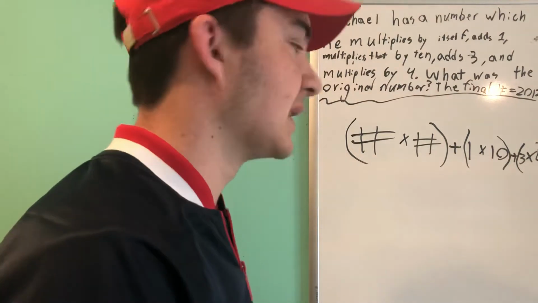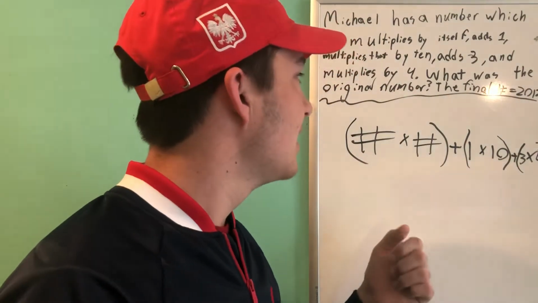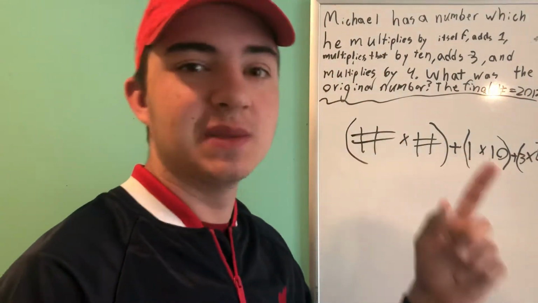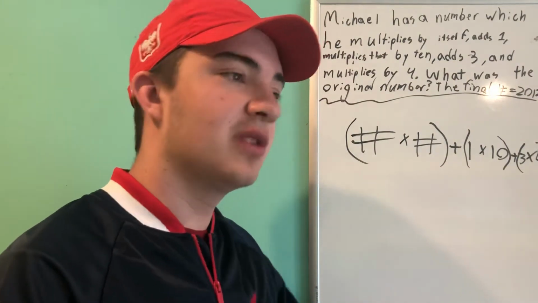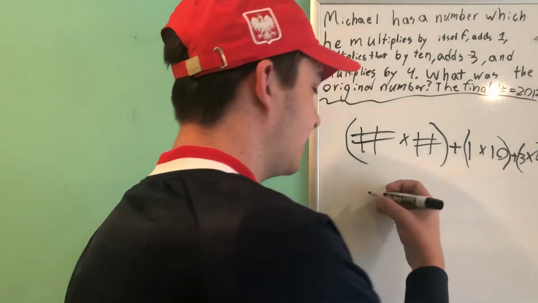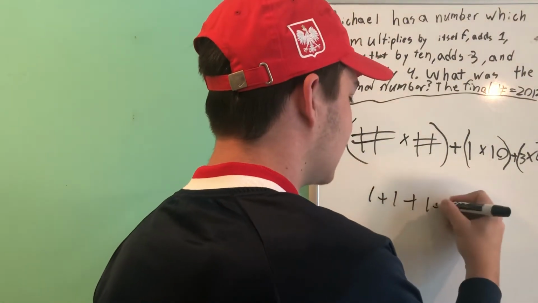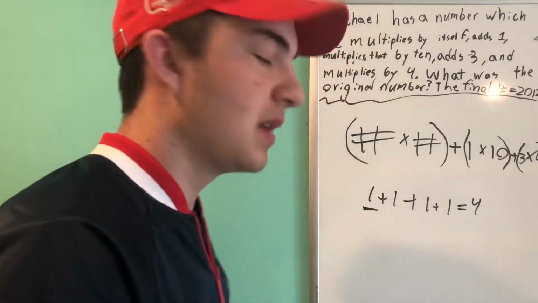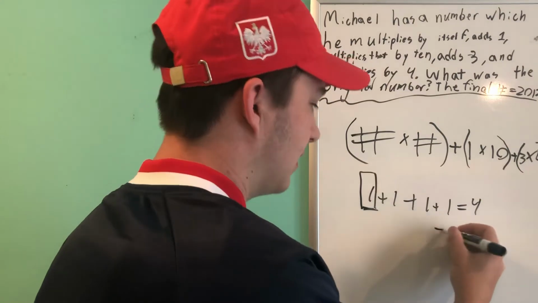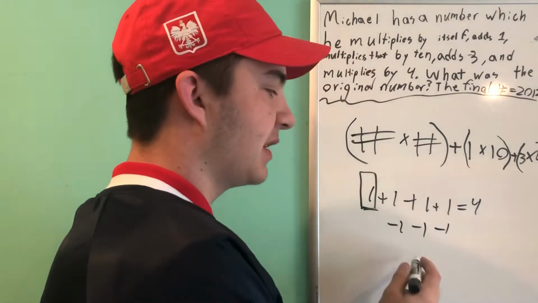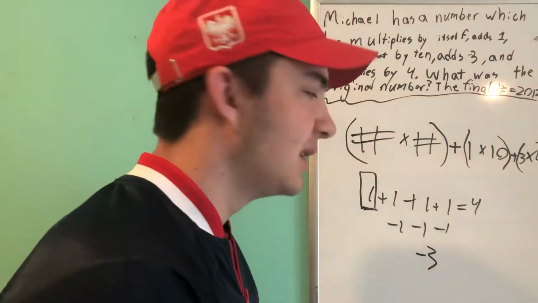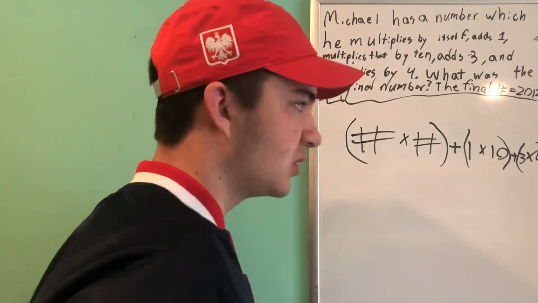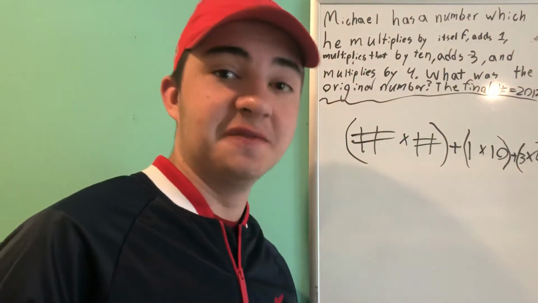Yeesh, that's a lot. How am I going to get the number? Well, if we know the order that it went, times itself, plus 1, times 10, plus 3, times 4, why don't we go backwards? Because if you have 1 plus 1 plus 1 plus 1, and that's equal to 4, and you want to find the first number, and you forgot what it was, you could just do minus 1, minus 1, minus 1. So that becomes 4 minus 3, and that becomes 1. So we could just do the opposite of what happened. If it was multiplied by 4, we can divide by 4.